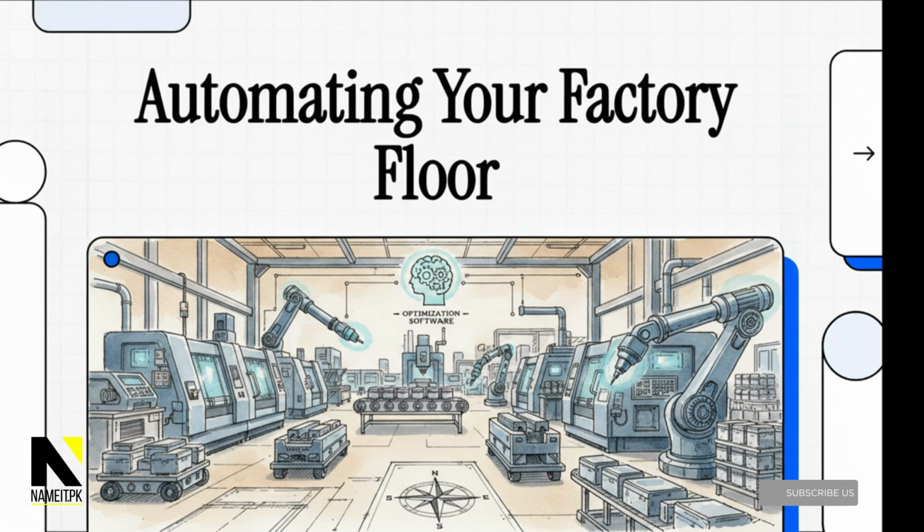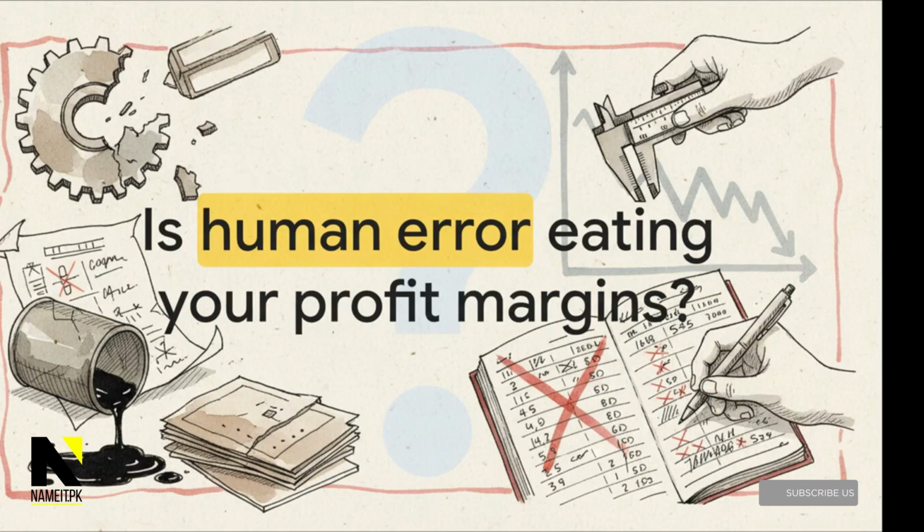blueprint for your success. But before we build that factory of the future, we really need to ask a tough question about your current manual manufacturing processes. Are mistakes, wasted materials, and inefficiencies silently eating into your profit margins? Because in today's highly competitive manufacturing market, relying on manual measurements and human data entry, well, it's basically one of the biggest risks to your bottom line.